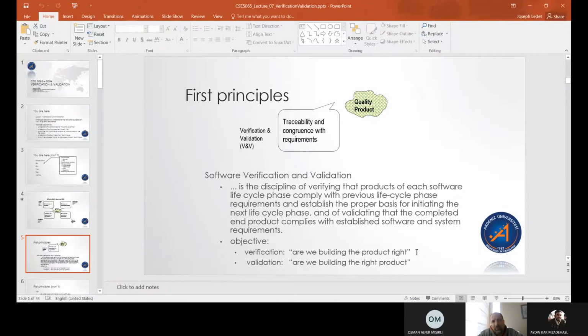So if we have, let's say, a requirements document or a set of requirements models or something like that, is what our design and then our coding and our testing, is this all being done according to what the requirements say it should be? The other side of that, the validation, is more, are we building the right product?